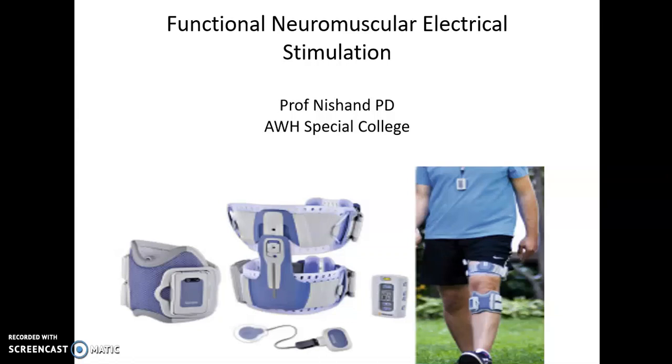Even though in the syllabus it is given as FNMS, functional neuromuscular stimulation, basically we have to go through normal neuromuscular electrical stimulation. So normal neuromuscular stimulation, when it is used therapeutically as a combination therapy, as an adjunct with functional task-oriented exercises, it becomes more effective.